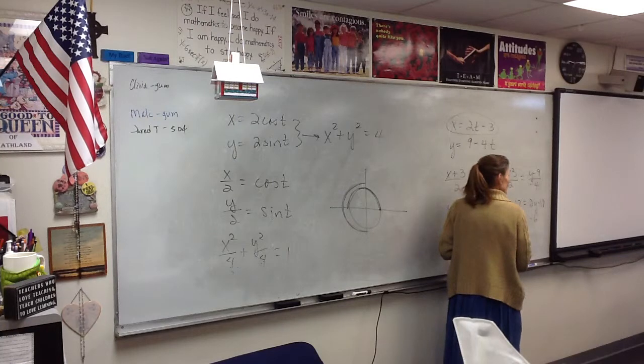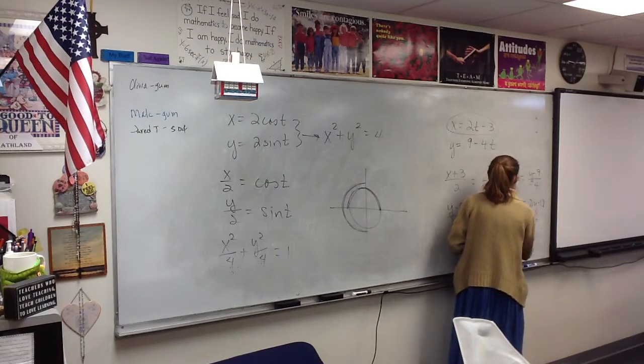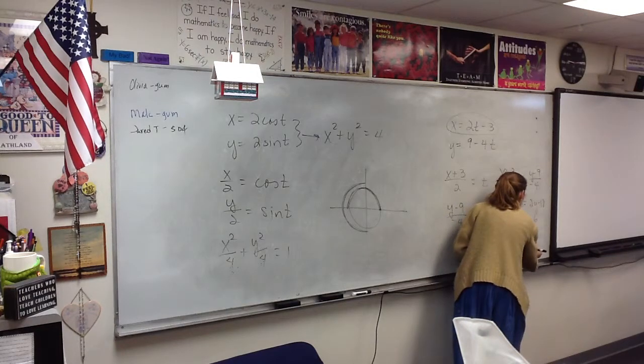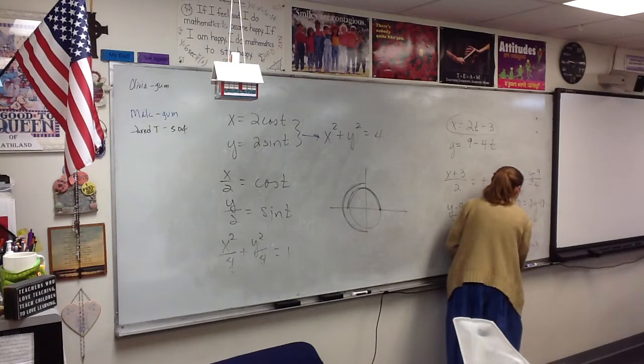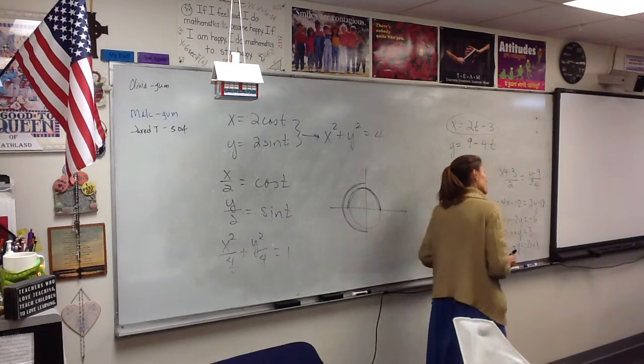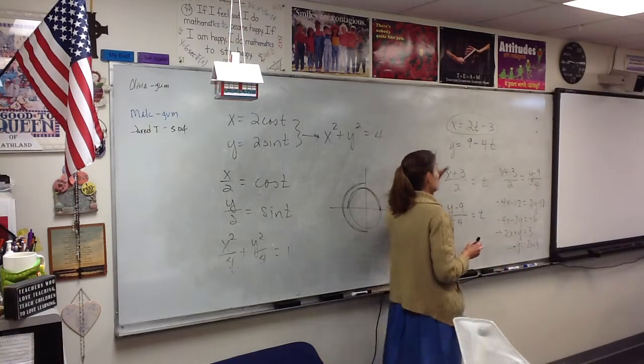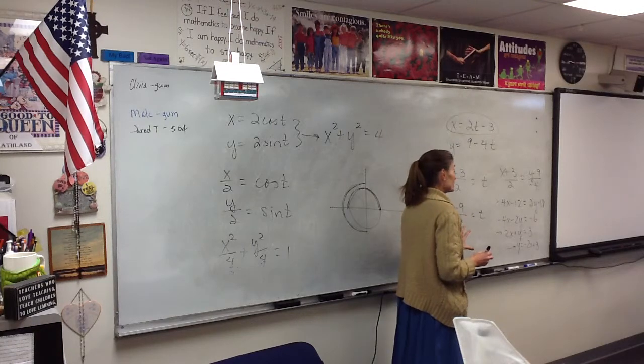I can divide by negative 2. So 2x plus y equals 3, or y equals negative 2x plus 3. Either one of these is okay. It just depends what your personal preference is. Now, you have eliminated the parameter.